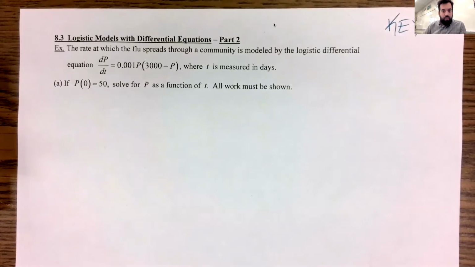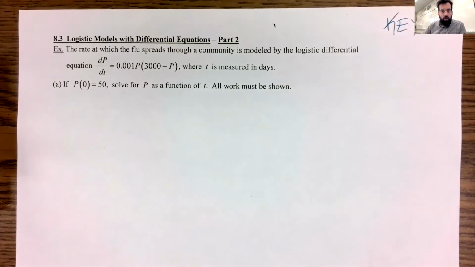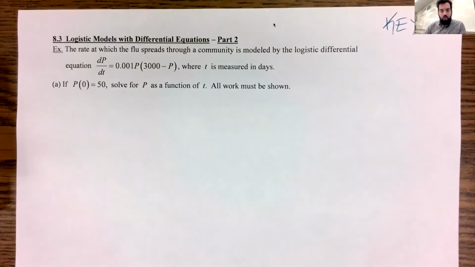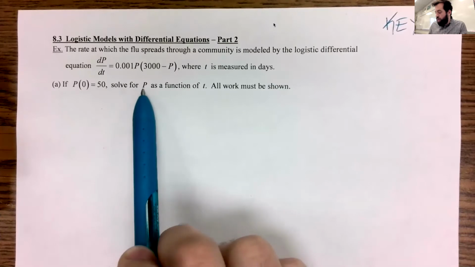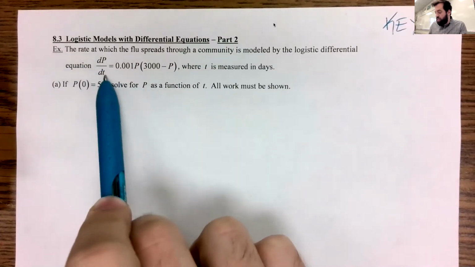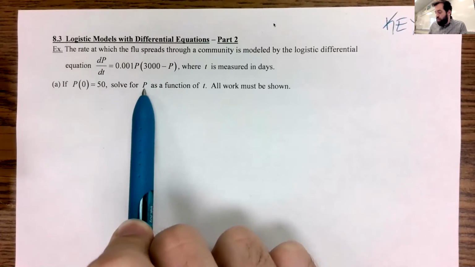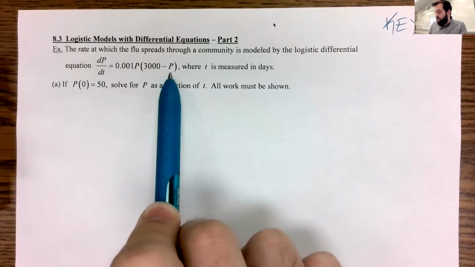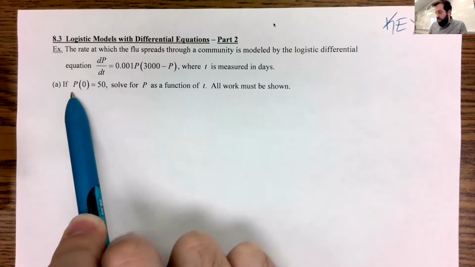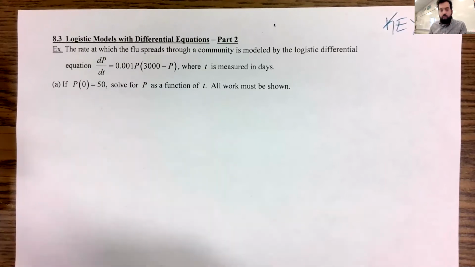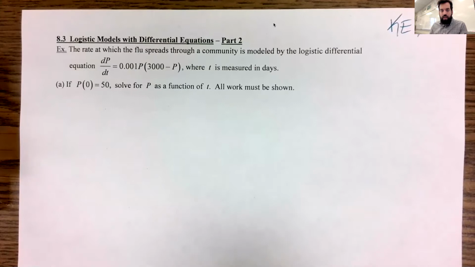Part A says if P of 0 equals 50, solve for P as a function of t, all work must be shown. So now we're talking about solving for P. We're looking for not dP/dt, but the original P of t function. So the integral of this, in other words. And we have an initial condition, so we're even going to be able to solve for the constant when we get there.